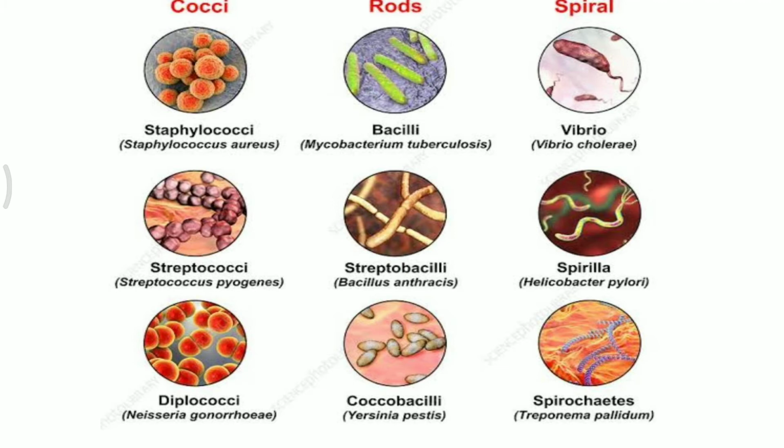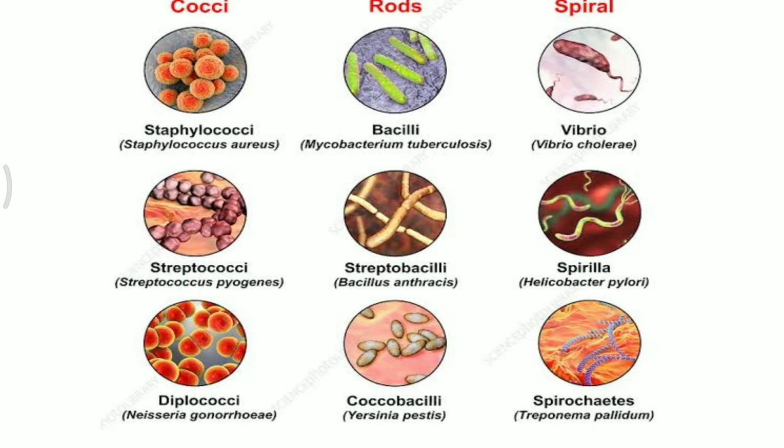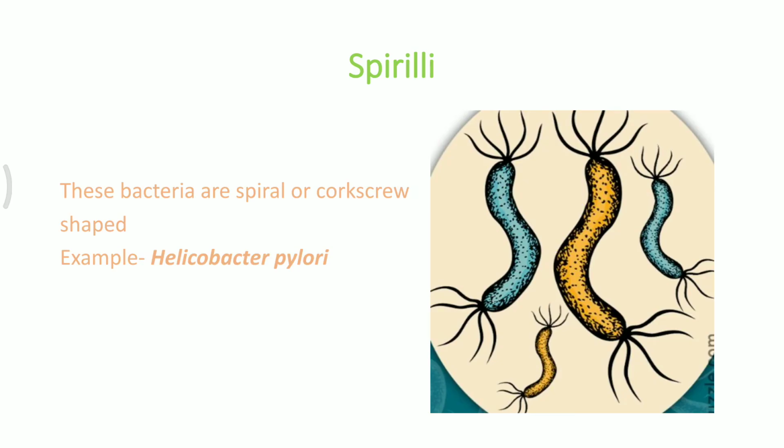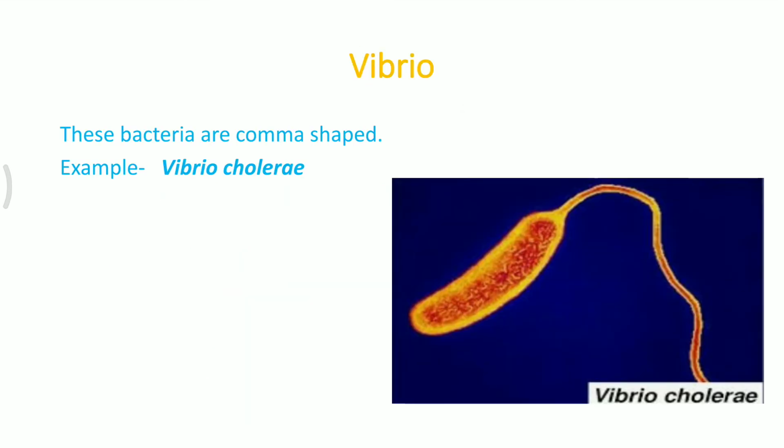Spirillum and Vibrio: spiral bacteria are different, and Vibrio is different. Don't get confused with these two structures. This Vibrio, I'm sorry, it's just written in spiral, but it is not a spiral bacterium. You can see it is a comma shaped bacterium. Spirilla are the second one, the example being Helicobacter pylori. So spirilla are corkscrew shaped bacteria. They are S shaped, and they have flagella, which help in their movement. Helicobacter pylori is the example of spirilla. Vibrio is a comma shaped bacterium, and a very common disease caused by it is cholera.